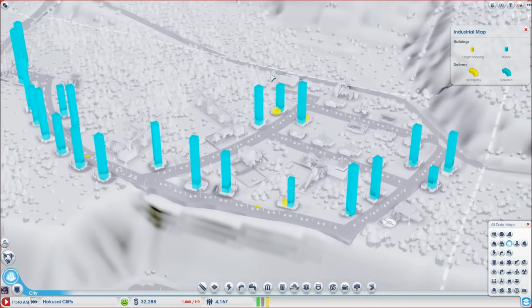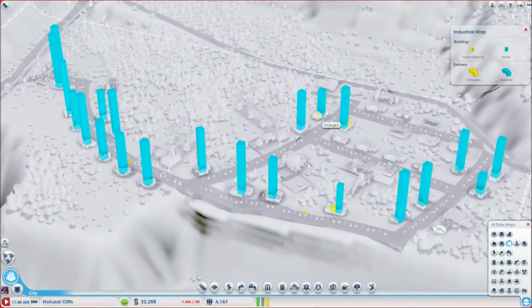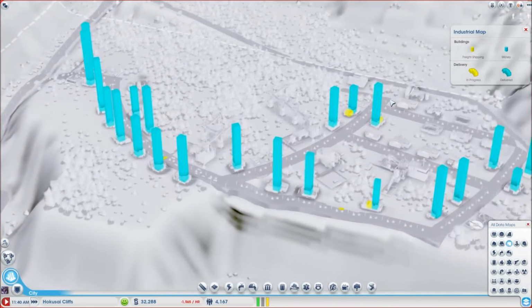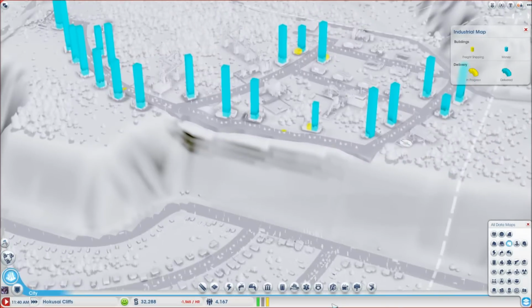Next we'll do the industrial map. This shows you how much money and how much freight things are pushing out at any given time. A lot of these places are doing well, but they don't have a lot of places to ship their freight. I do have a trade depot and a train depot there, but more commercial means more places to ship freight. So you want to find that happy medium between commercial and industrial and commercial and residential.